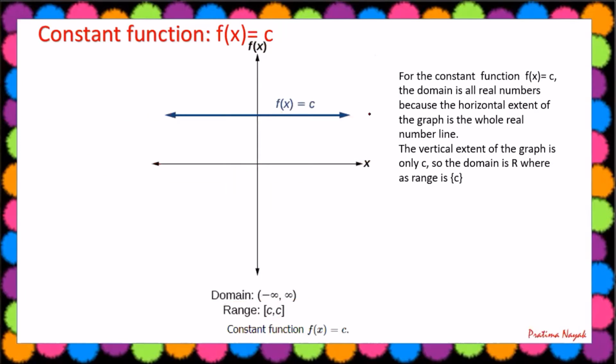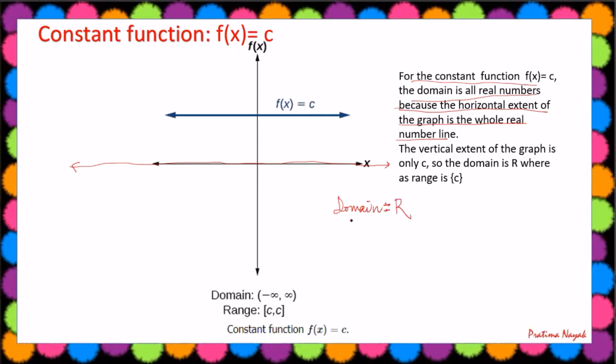So what is our conclusion? Our conclusion is, for a constant function, the domain is all real numbers, because the horizontal extent of the graph is the whole real number line. X takes all the values of the real line. Another way of writing this is: domain is equal to all real numbers.